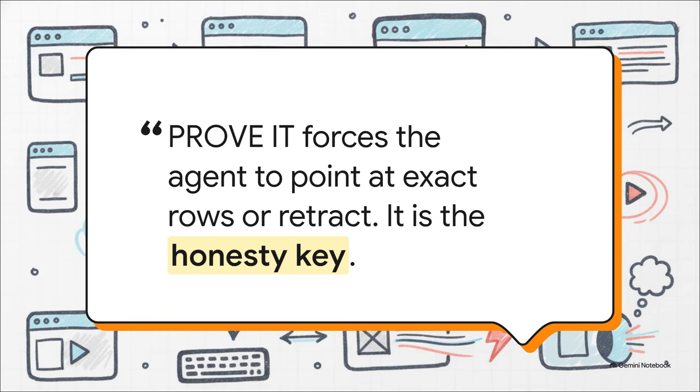Now, what's really interesting about this concept is the Prove It key. In a world of AI hallucinations where bots can sound super confident while completely making things up, this is your honesty key. If an AI gives you a recommendation that just feels off, you press Prove It. It literally forces the agent to point to the exact rows and data values on your screen to justify what it just said, or it has to retract the claim entirely.